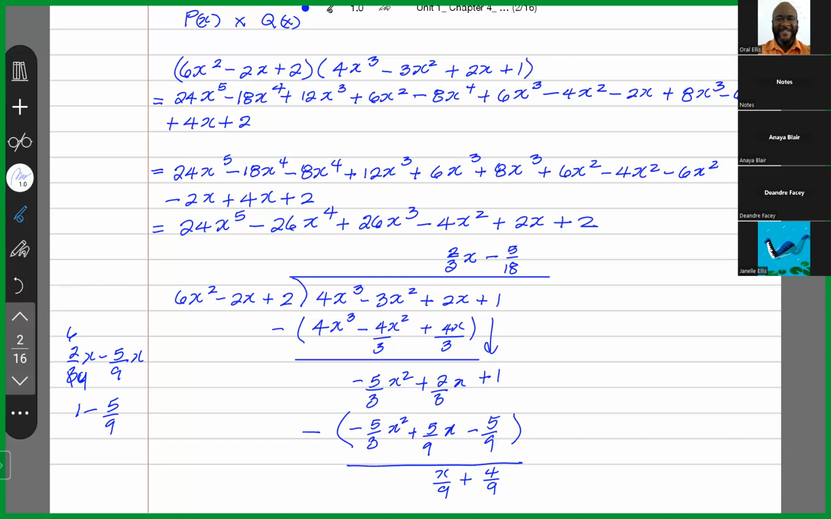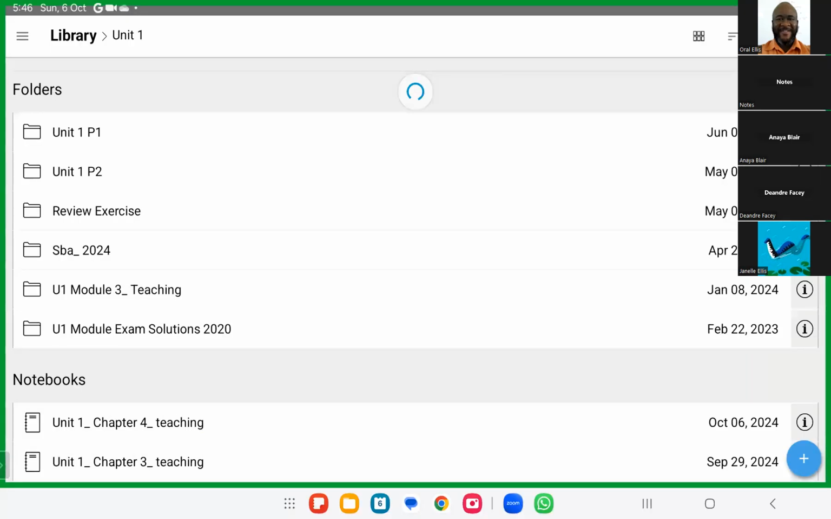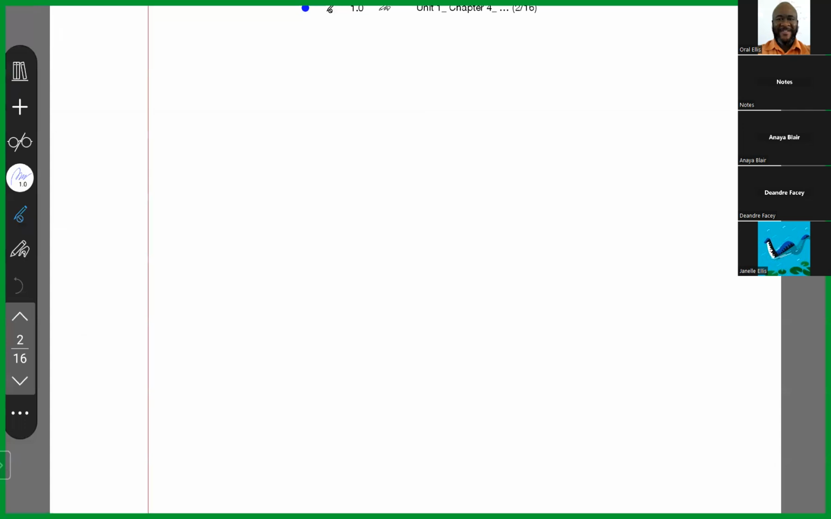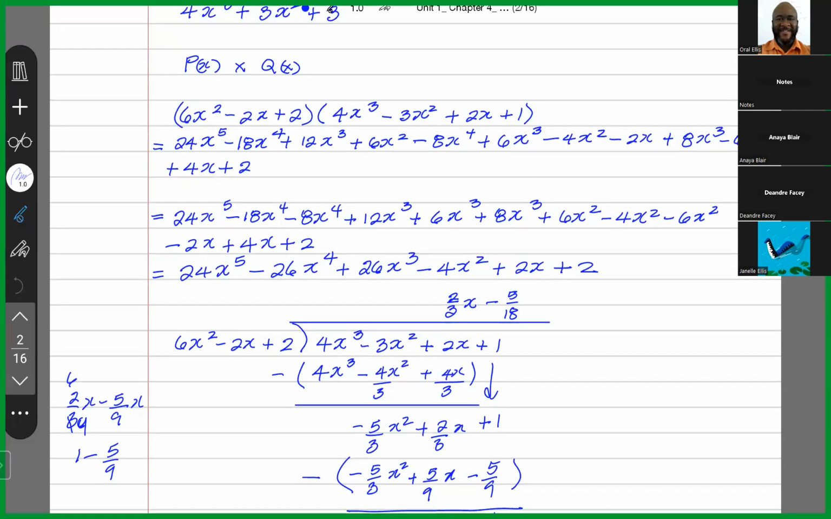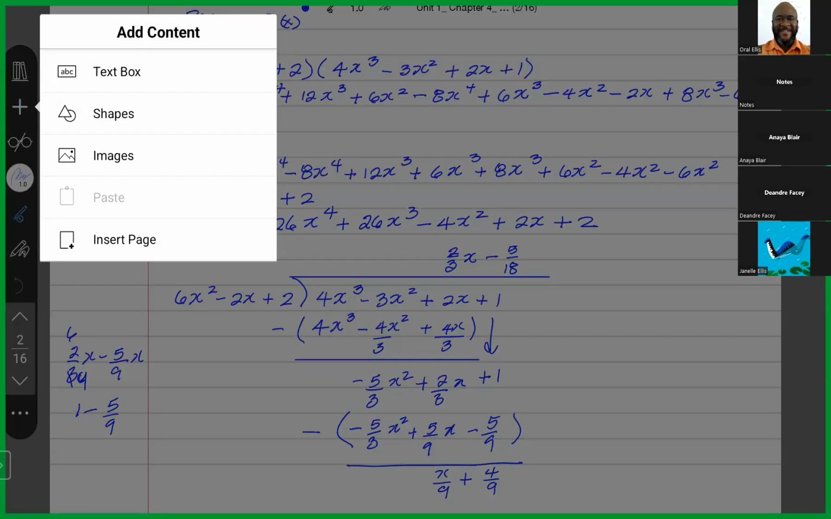All right, so I think I might need to add a page because I want to show you something. I did foolishness a while ago. Go back in. All right, I want to show you something, so let me try and add a page. Insert a page.